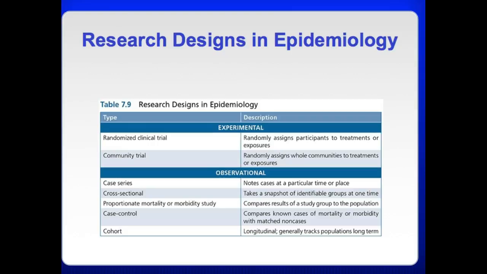Here is a research design in that. You see, you've got your experimental and your observational. And this is a randomized community trial. And then here's what you've observed.